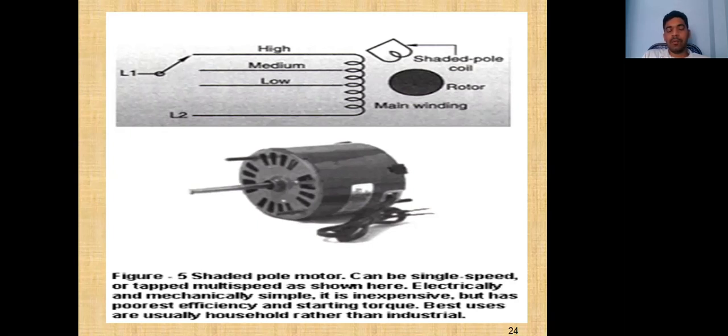A shaded pole motor can be single speed or tapped multi-speed as shown here. Electrical and mechanically simple in construction, it is an inexpensive motor but has poorest efficiency and starting torque. Best uses are household rather than industrial applications. Generally in coolers, we will use this type of shaded pole induction motor.